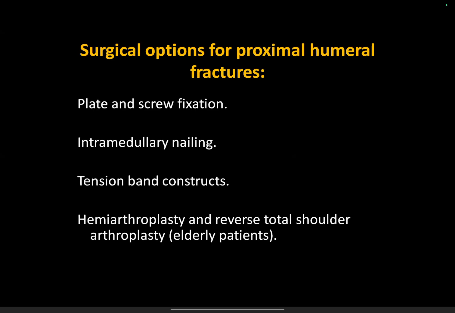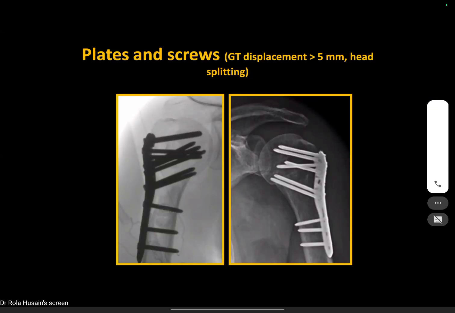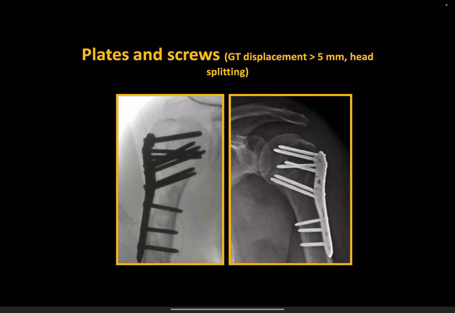Surgical options include plate and screw fixation, intramedullary nailing, tension band construction, and hemiarthroplasty or reverse total shoulder arthroplasty. This is an example of plate and screw fixation. Usually they utilize this when we have greater tuberosity fractures that are displaced more than 5 millimeters or head splitting intra-articular fractures.